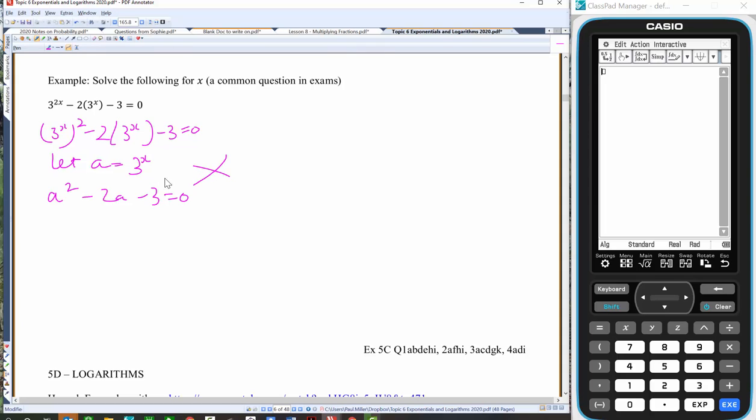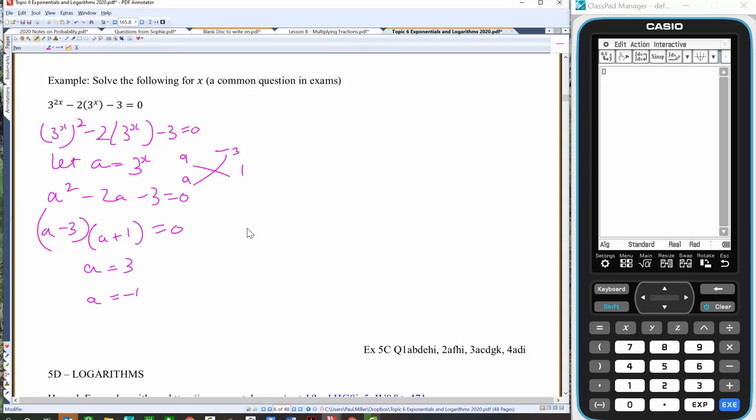All right, so let's try to factorize this. So we've got (3a + 1)(a - 3) = 0. Take 3a + 1 = 0 and a - 3 = 0, so a equals 3, a equals negative 1. Okay, but now what we've got to do is resubstitute our values back in.